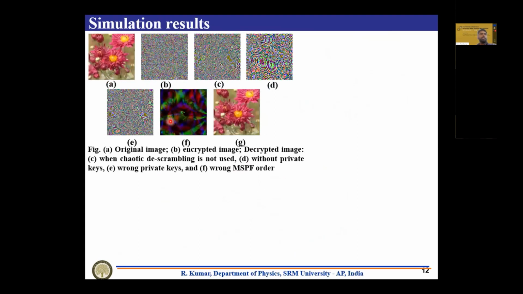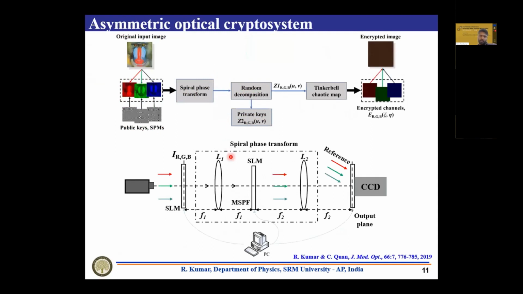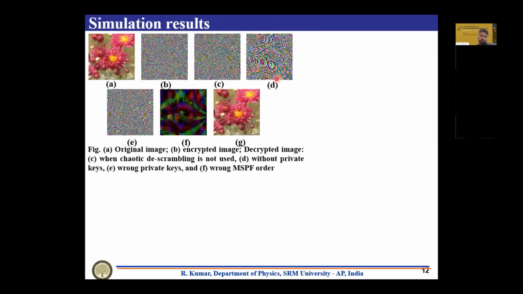And here you can see some results. So this was the input image which we have used for our work, and this is the encrypted image. And now I see that, for all these keys which I was talking about, if while decrypting we don't have access to the private keys or these public keys, we are not able to decode the original information. And if we don't know the order of the spiral phase transform, the spiral phase function which is used to modulate the information, then also the original information is not decoded. The original information can only be decoded when we have all the correct keys.